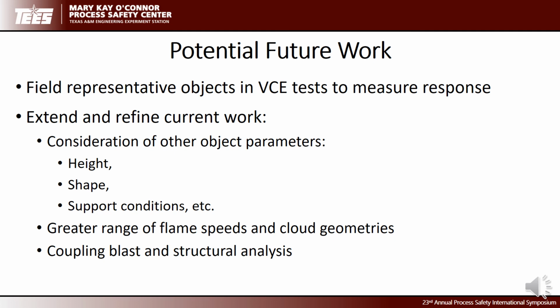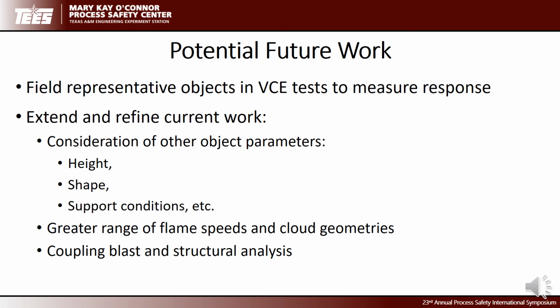Now, this is hardly a definitive work. We've taken a given pole geometry, a given set of parameters, and examined them. However, it could certainly be extended and refined. There's a lot more that could be done here. We could consider other object parameters, such as the height of the pole or columnar object, its shape, whether it's round or square, its support conditions.